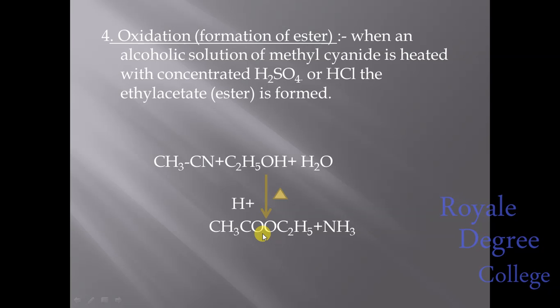And along with that, this nitrogen is coming out from this side, reacting with three hydrogens, two of the hydrogens from water and one hydrogen from ethyl alcohol. So we are getting the side product as ammonia.